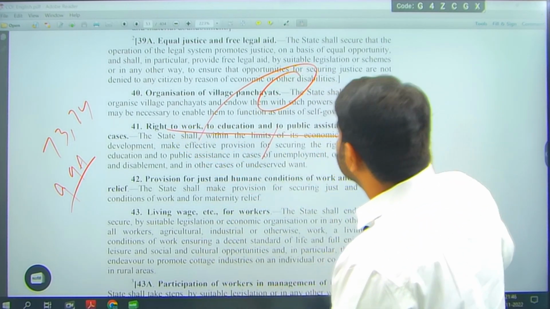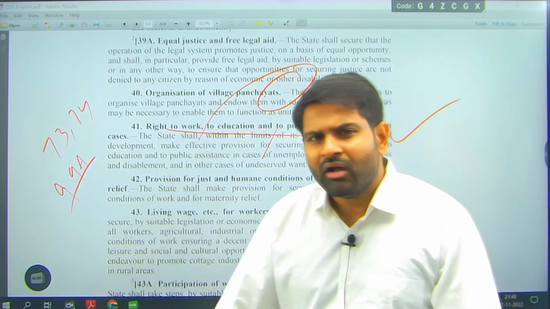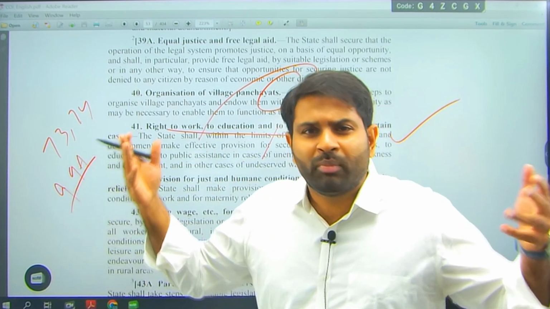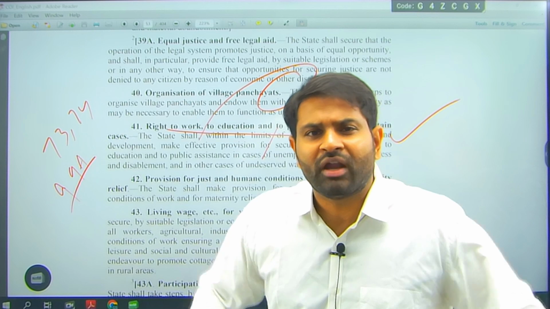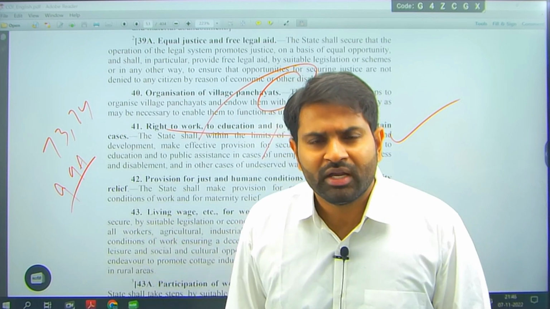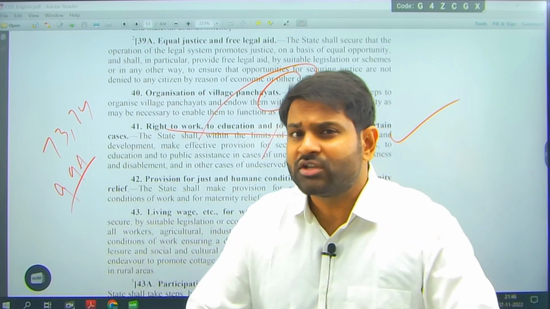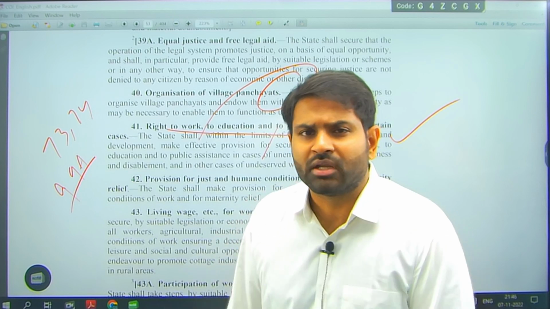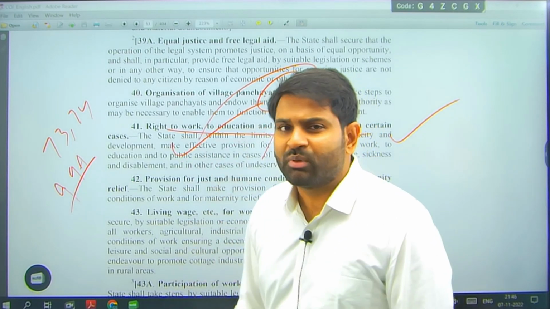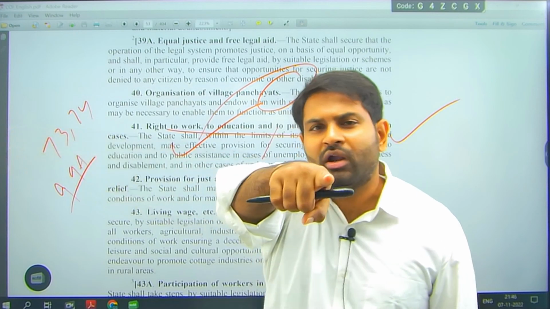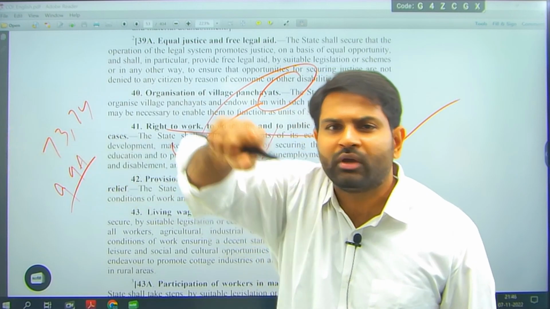Next, Article 41 is talking about the right to work. We don't have the right to work. If we had the right to work, we wouldn't have to prepare. You wouldn't have to attend my class. If you have the right to work, you will automatically get the job. It is the duty of the state to give you a job, but the state is not giving you a job, but putting you in competition, because it is in DPSP. What if it is in fundamental rights? If you are not getting your job according to your potential, you can go to the Supreme Court.